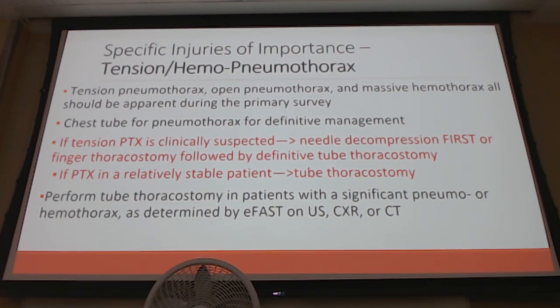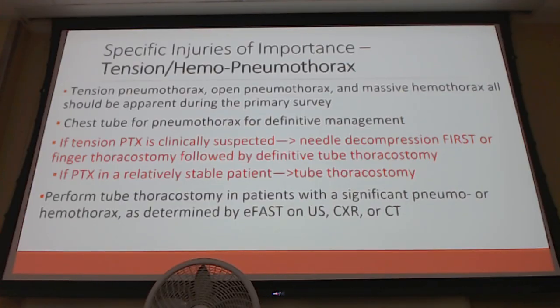Tension pneumothorax, open pneumo, massive hemothorax. These all need to be addressed during our primary survey and corrected. We'll talk about it during our thoracic trauma lecture, but a lot of the patients that have isolated thoracic trauma that requires a chest tube, a lot of them actually don't need to go to surgery. The chest tube is a definitive management if we treat that appropriately.